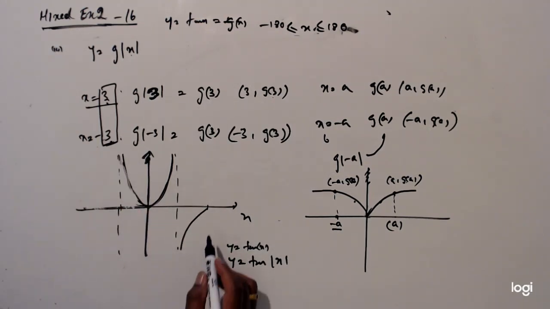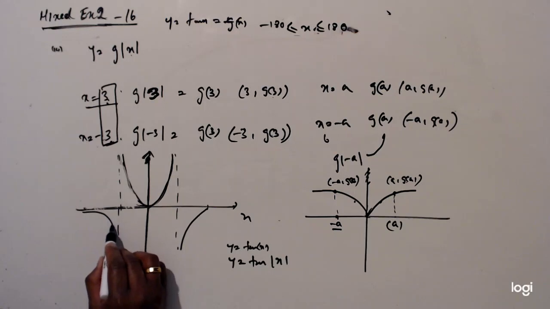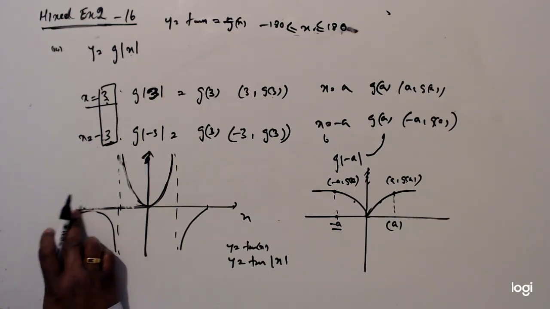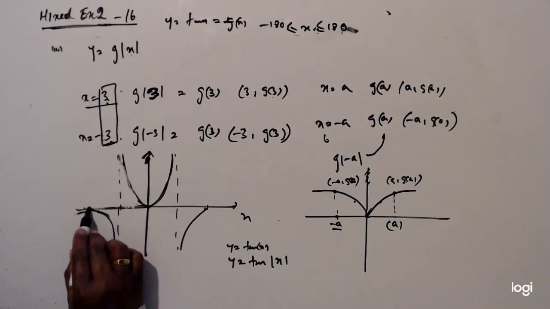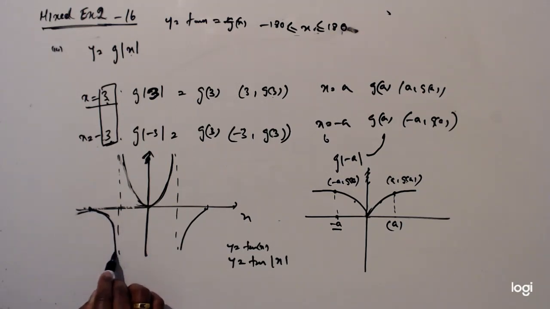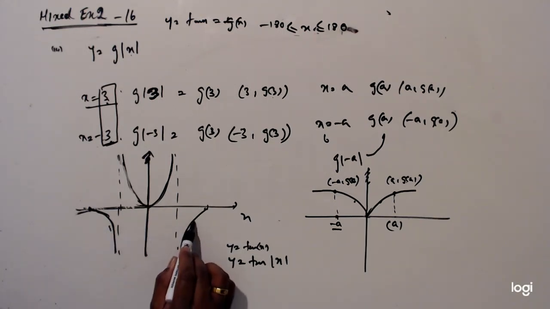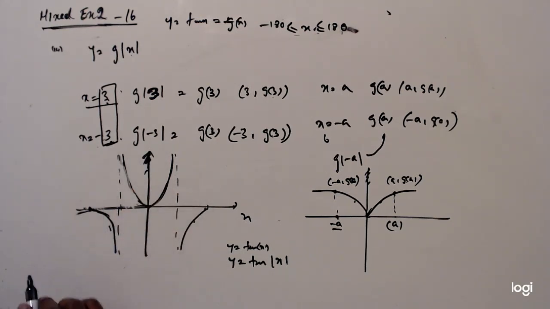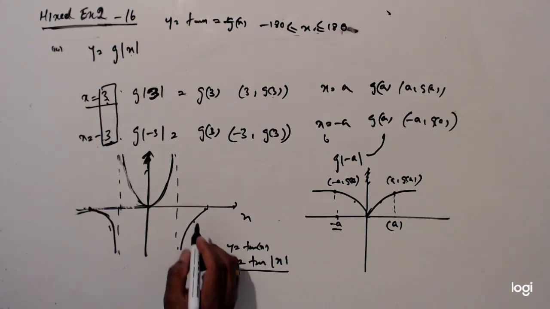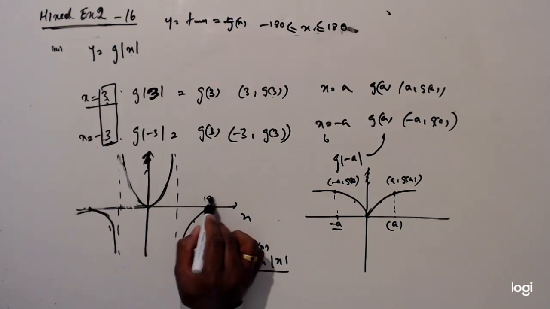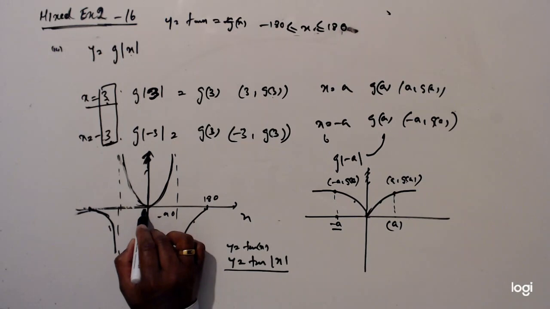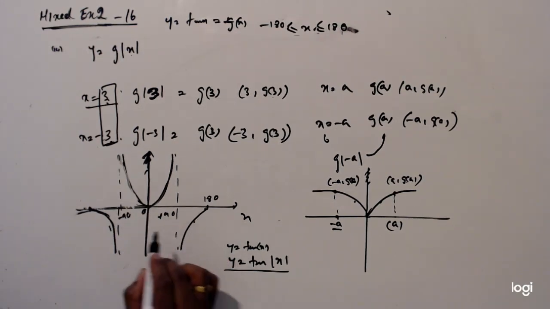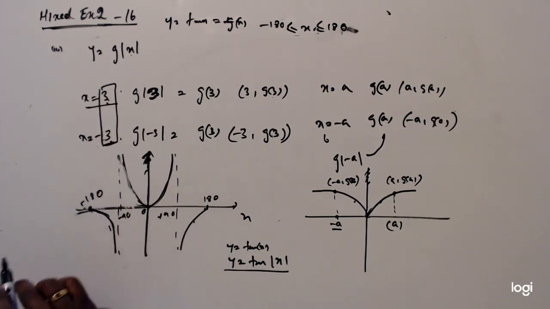And this part is going to be like this. So this touches, then I have to touch here. So this is a mirror reflection of this one along the y-axis. So this is the y equal tan mod x graph, and this is positive 90 and minus 90.